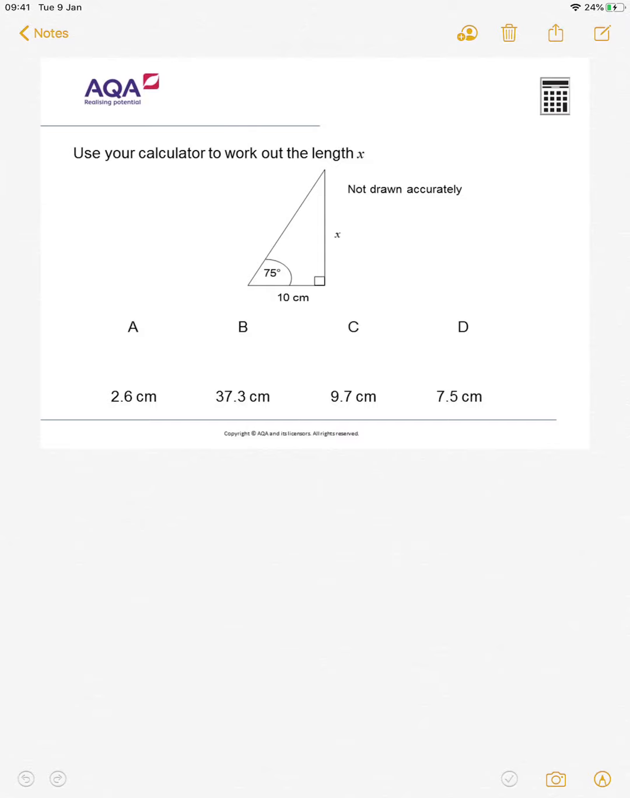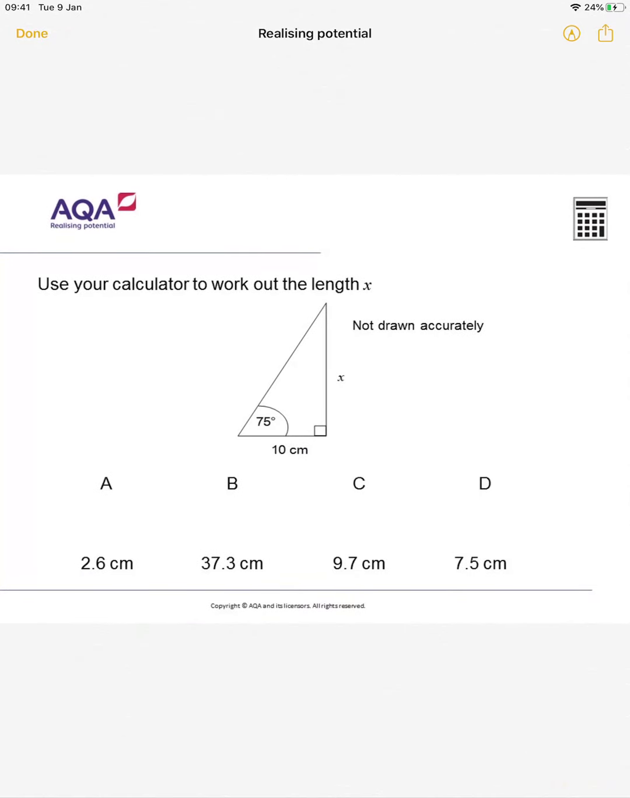So you can just copy down the triangle in your book quickly. It doesn't have to be super neat. It doesn't even have to be with a ruler. Just the dimensions are the more important thing, the 10, the 75 and the x. So copy it into your book, have a go at it, pause the video, and then I'll go through it.